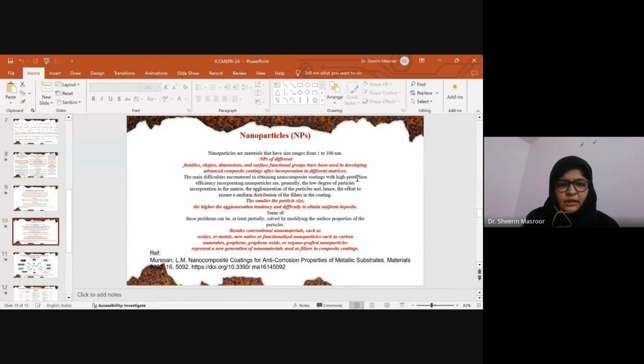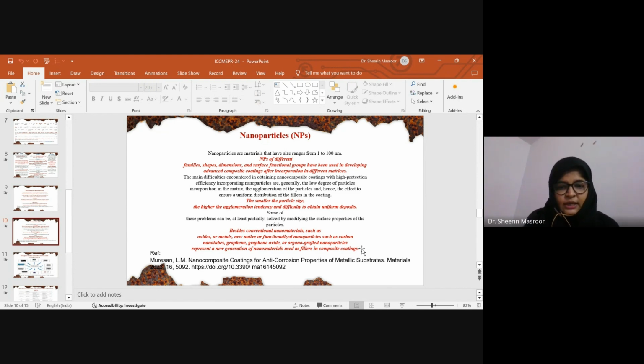But the main difficulty we encounter in using nanoparticles as reinforcement material is the low degree of particle incorporation in the matrix, despite high protection efficiency. As they are very small in size, the nanoparticles agglomerate, and this disturbs the structure or basic property of the coating. The smaller the particle size, the higher the agglomeration tendency and the difficulty in obtaining a uniform deposit. So the deposition of the nanocomposite coating is difficult when we are performing our experiment with nanoparticles.